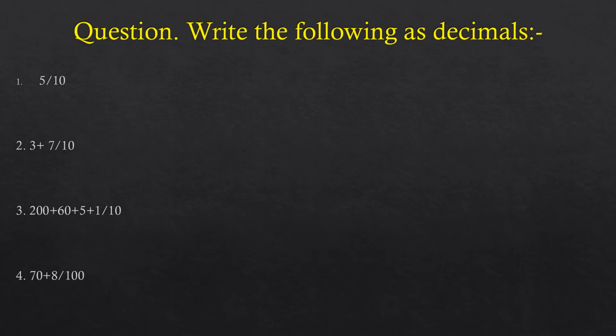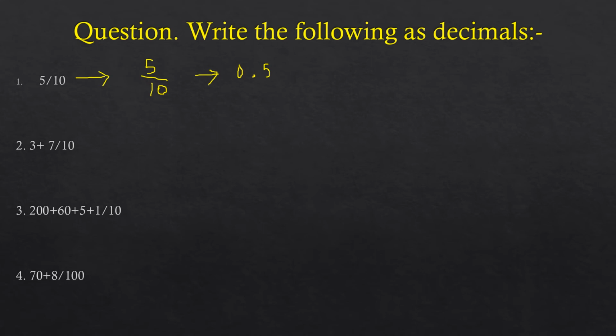Now we are with the next question. Write the following as decimals. We are given the expanded forms, you can say, and we have to write them as decimals. So let's see how we solve these types of questions. In the first question you are given 5 by 10. When you divide 5 by 10, numerator gets divided by denominator, and this will give us simply 0.5. This is the answer for this one.